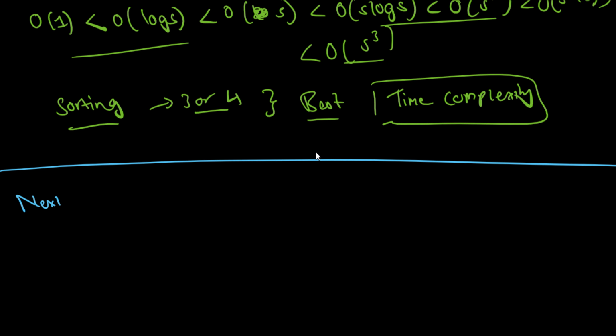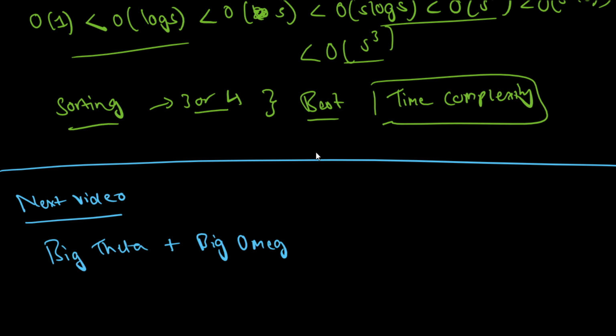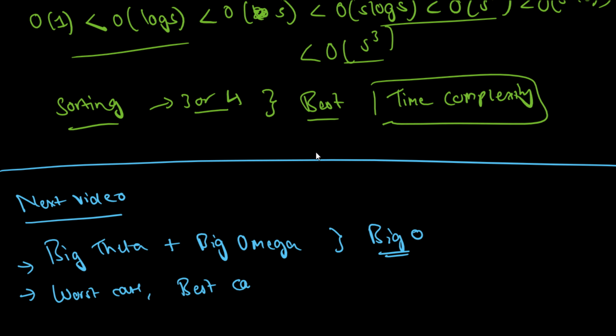And in the next video, we will see other notations like big theta and big omega, along with big O that we studied now, and we will also discuss worst case, best case, and expected case time complexities in the upcoming video.